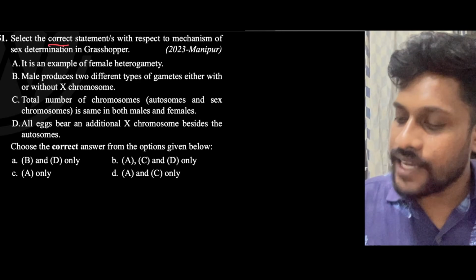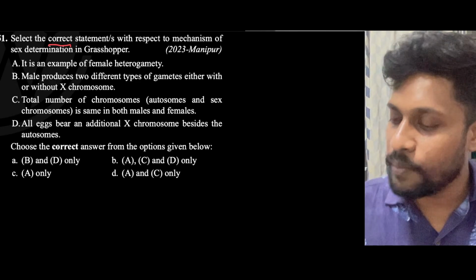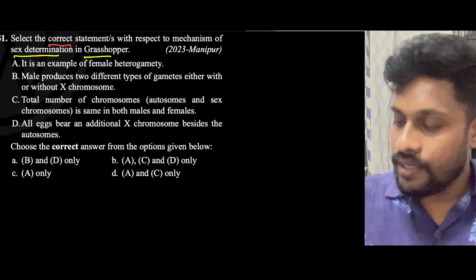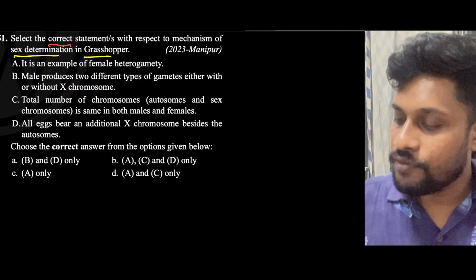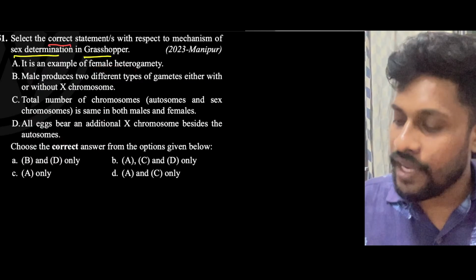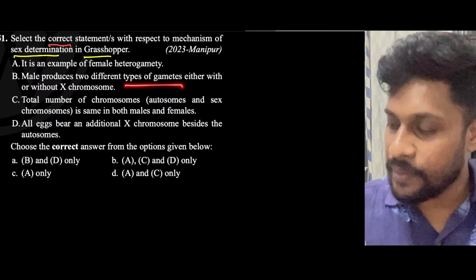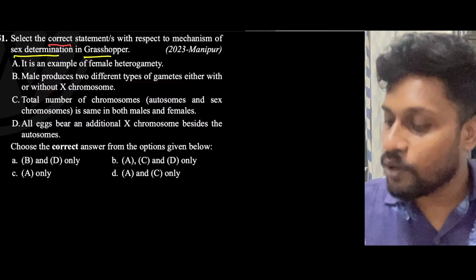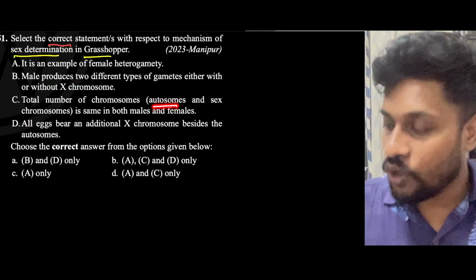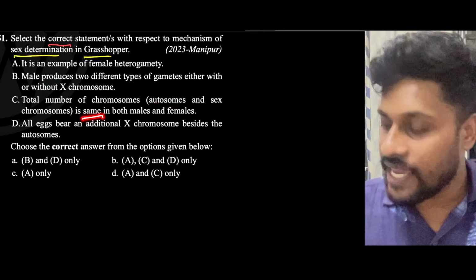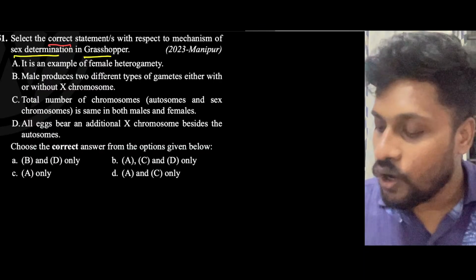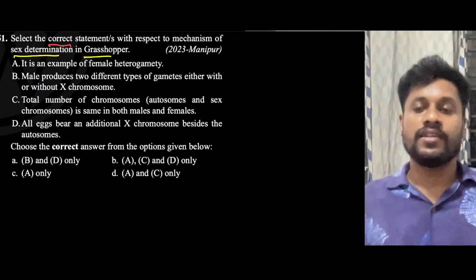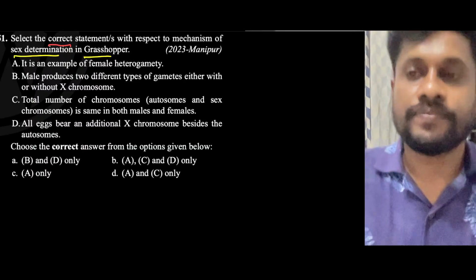Select the correct statements with respect to mechanism of sex determination in grasshopper. It is an example of female heterogamety. Male produces two different types of gametes either with or without X chromosome. Total number of chromosomes, which is autosomes and sex chromosome, is same in both male and female. All eggs bear an additional X chromosome besides the autosomes. Yes, what will be the answer here?